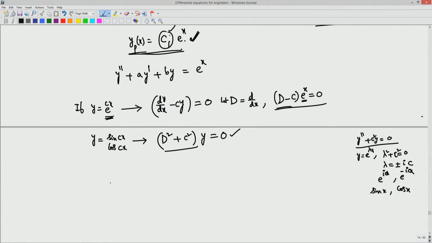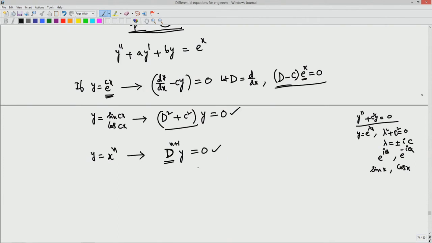Similarly, if you have a simpler one, something like x square, or in general x power n, what is that derivative? Because it's a polynomial, if I differentiate n plus 1 times, it will become 0, right? So you have D power n plus 1 on y equal to 0. So your annihilator is D power n plus 1. This is your operator, and you have to operate on both sides.